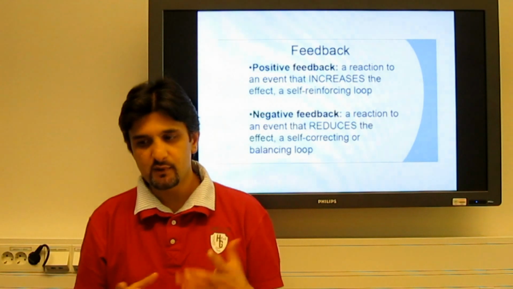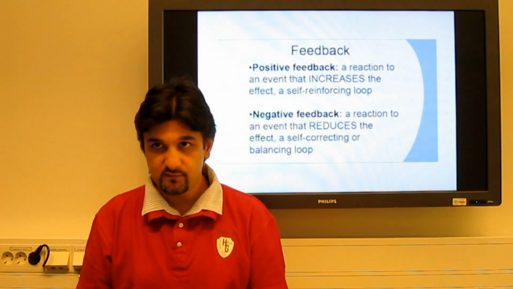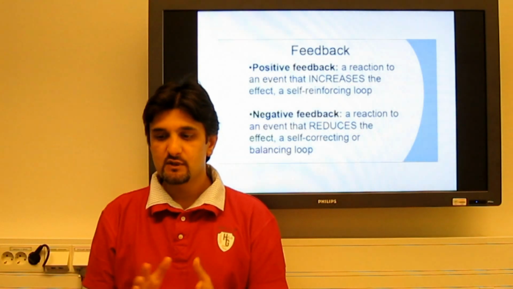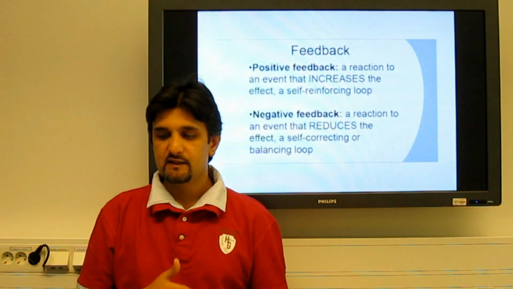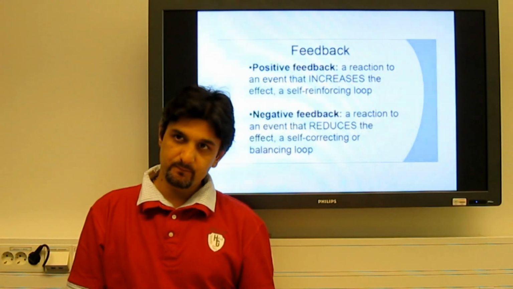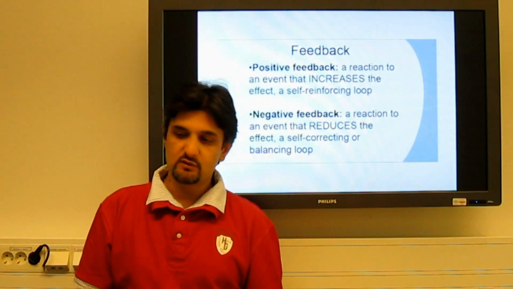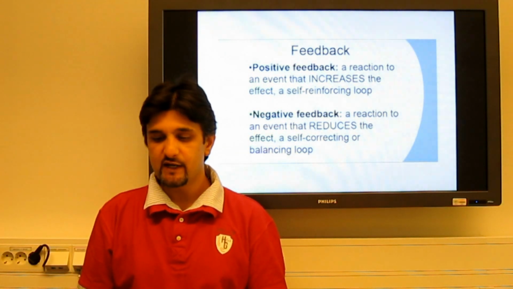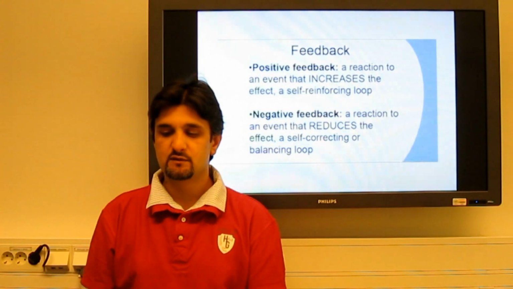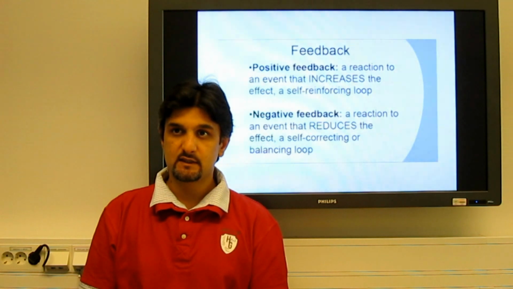So there are some feedbacks which we consider as positive feedback. So when a reaction to an event increases the effect, it is a self-reinforcing loop. Another item is negative feedback that you need to know, the other way of the positive. So a reaction to an event that reduces the effect, or the balancing loop, as it's called.